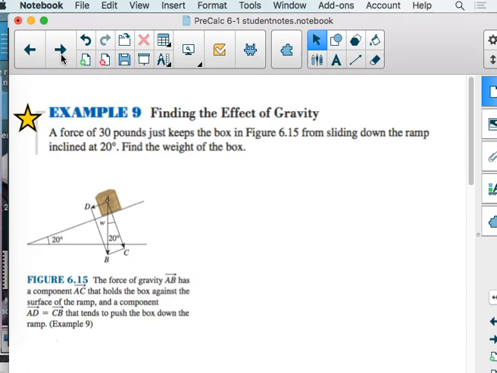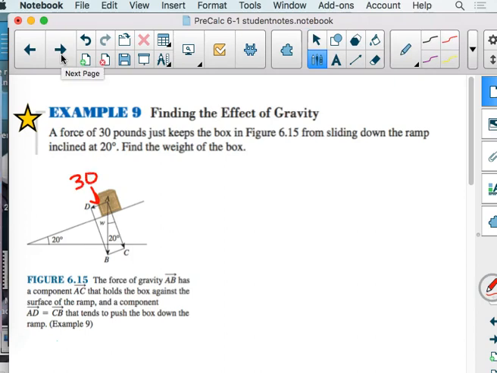So let's see, is there something we know here? A force of 30 pounds. Oh, well, that's this force right here. That's 30. That's what's keeping it from sliding there. But wait a minute, if that's a parallelogram, doesn't that tell us what this is down here? Exactly. And this would appear to be something we could use right triangle trig for. This is opposite, and this is hypotenuse. Which trig function should we use? Sine. The sine of 20 degrees equals 30 over W.